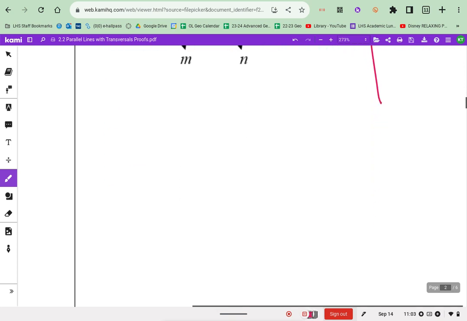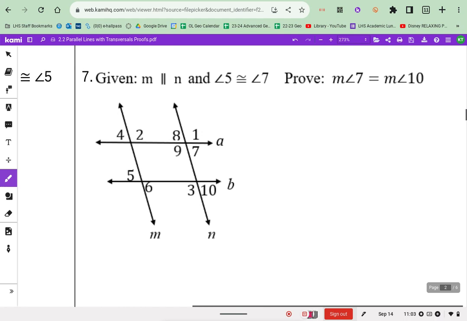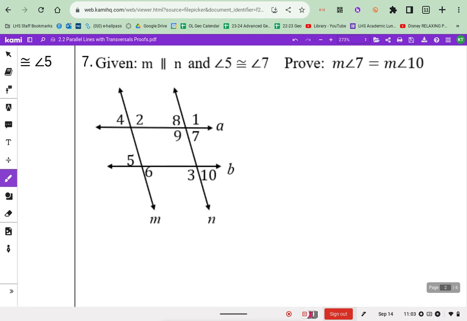Okay, let's look at number 7. So on number 7, I want you guys to try it with your group first, or on your own, and then try this with group later, and then we'll go over it together. So it's going to be similar to the one that we just did.